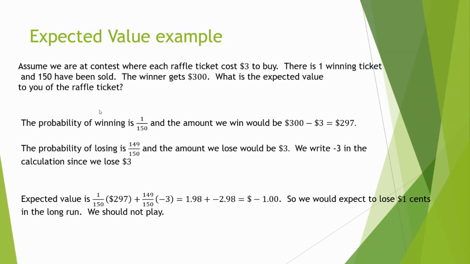So the probability of someone having the winning ticket would be 1 out of 150. That's the probability of winning. There's only one winning ticket. 150 have been sold. And how much are you going to win, though, if you have the winning ticket? Well, you'll win $300, but don't forget, you had to pay $3 to get that ticket. So in the end, you would get $297.